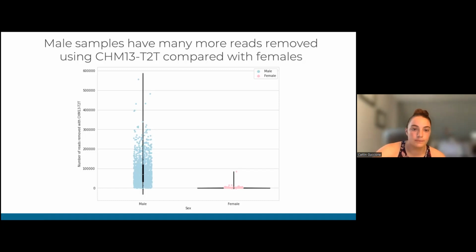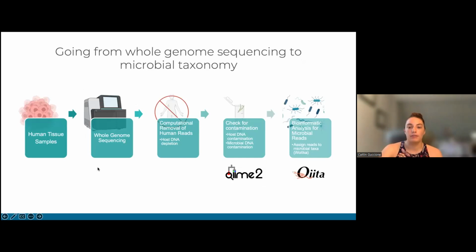And so we can now with confidence go through this pipeline a little bit better. So we have, just as a recap, our human tissue samples, our whole genome sequencing, we have the computational removal, checking for contamination, and then finally we can go back and figure out what we actually have.